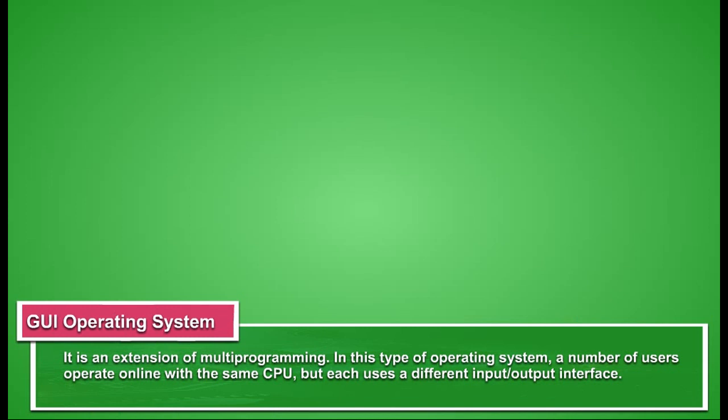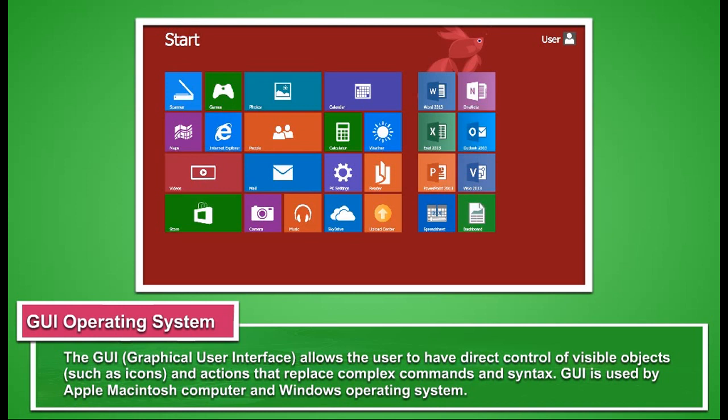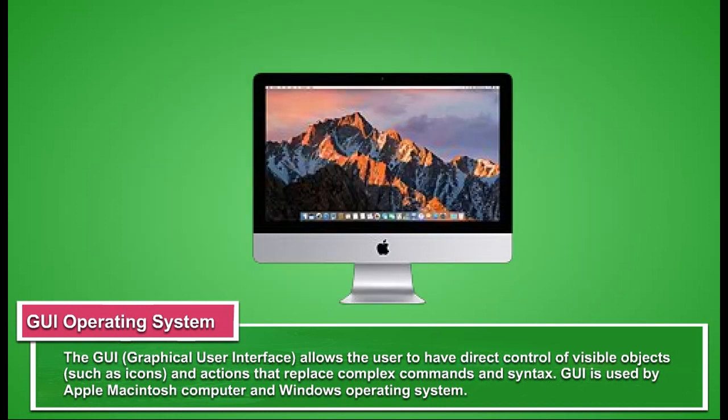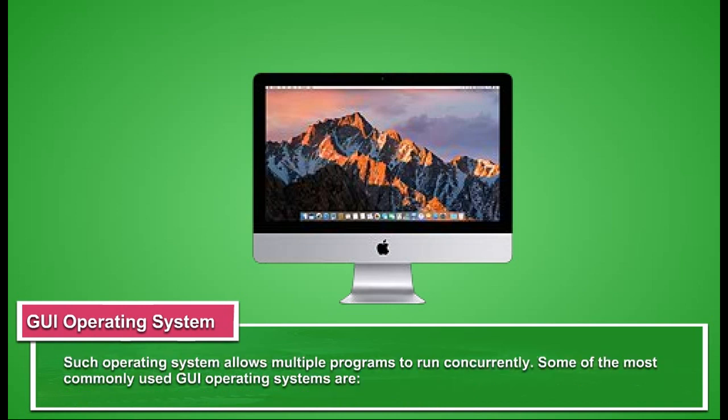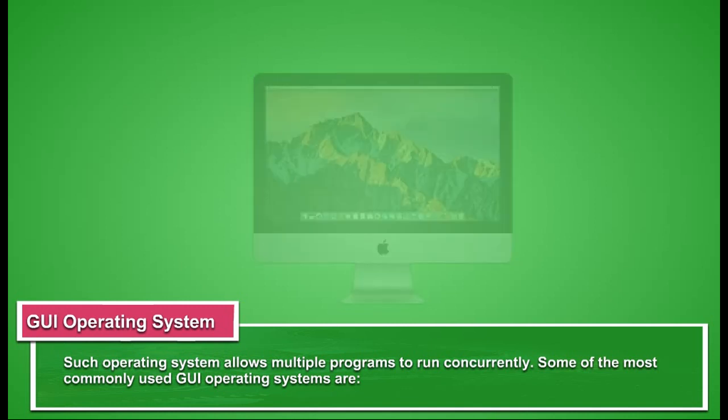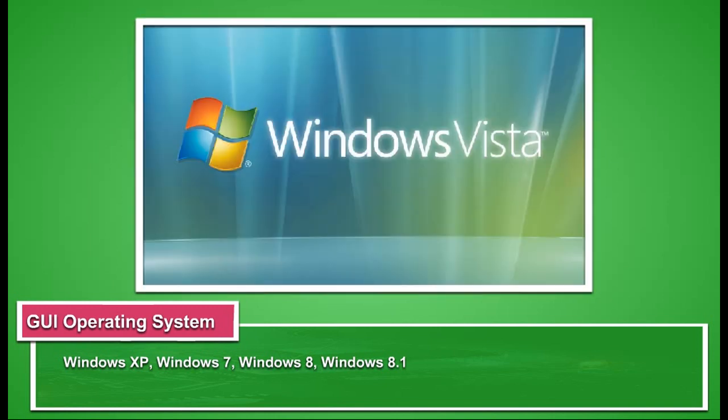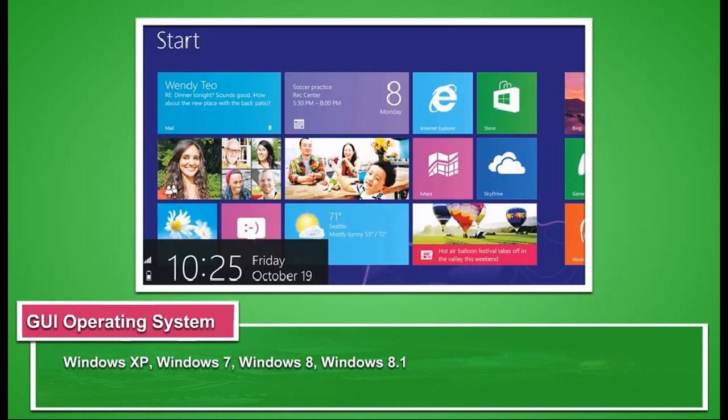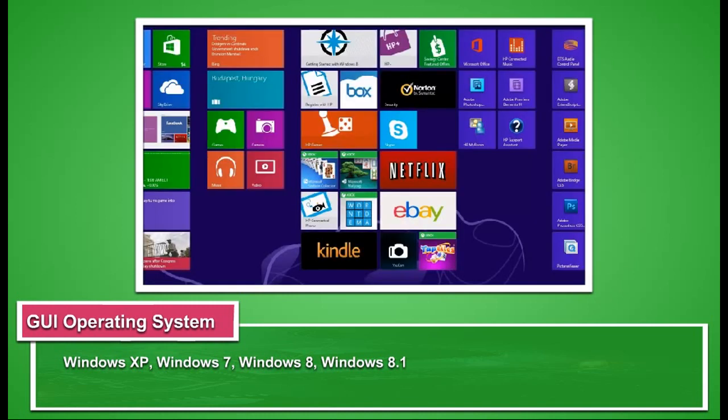GUI operating system. The GUI, graphical user interface, allows the user to have direct control of visible objects, such as icons and actions that replace complex commands and syntax. GUI is used by Apple Macintosh computer and Windows operating system. Such operating systems allow multiple programs to run concurrently. Some of the most commonly used GUI operating systems are Windows XP, Windows 7, Windows 8, Windows 8.1.